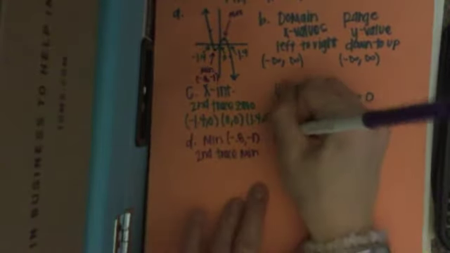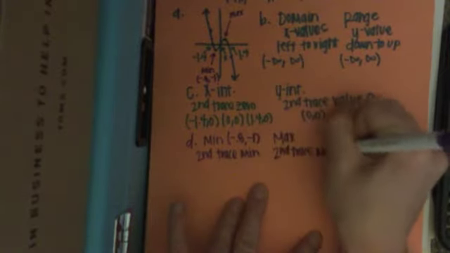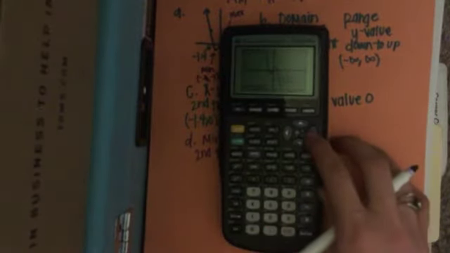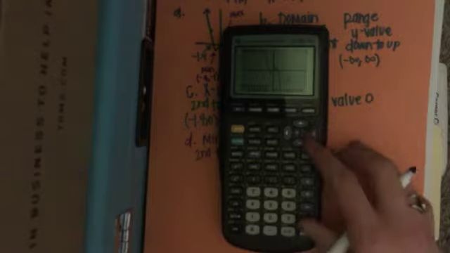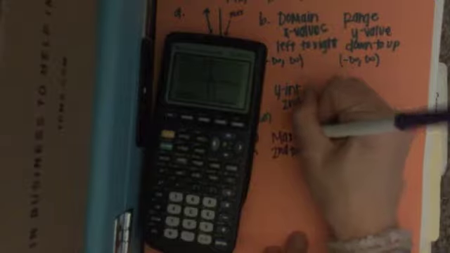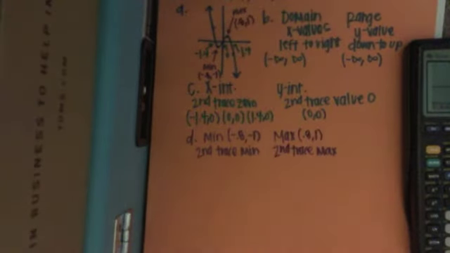Do the same thing, find the maximum. So that's second trace max. Go second trace max. Left bound, right bound. And that's going to be 0.81. And let's label it up there. Okay. Increasing and decreasing. Let me grab a highlighter real quick.